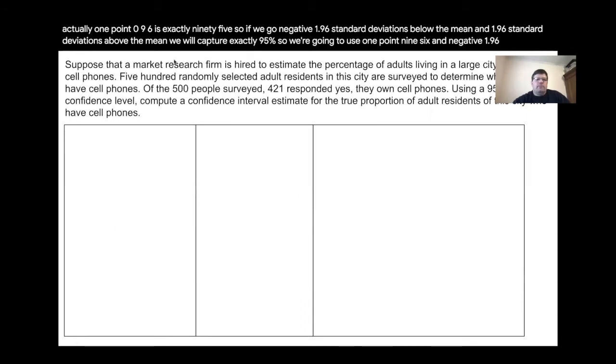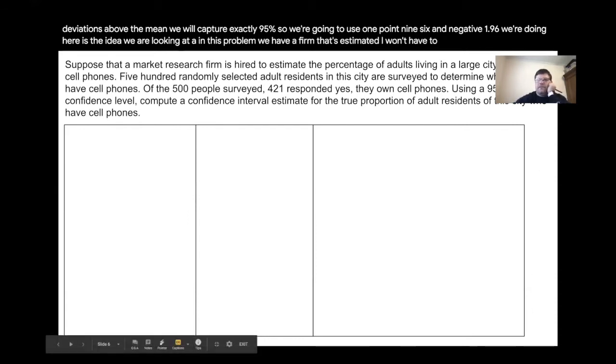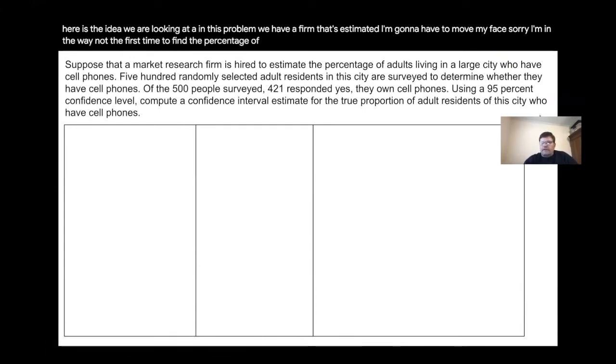So here's what we're doing. Here's the idea. In this problem, we have a firm that's trying to estimate the percentage of adults in a city that have cell phones. So they're going to survey 500 people and ask them whether they have cell phones.